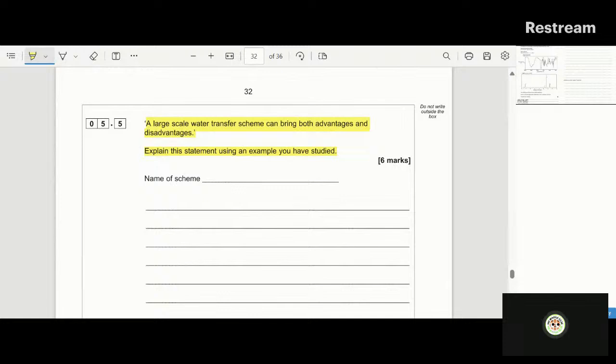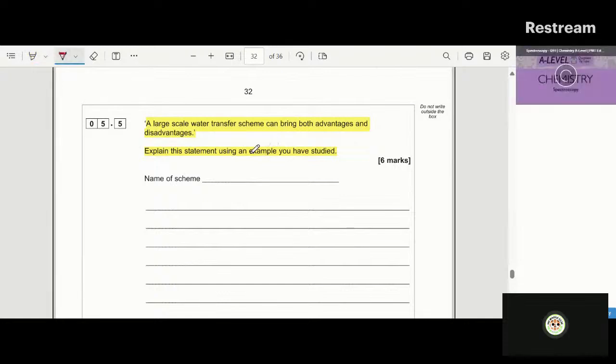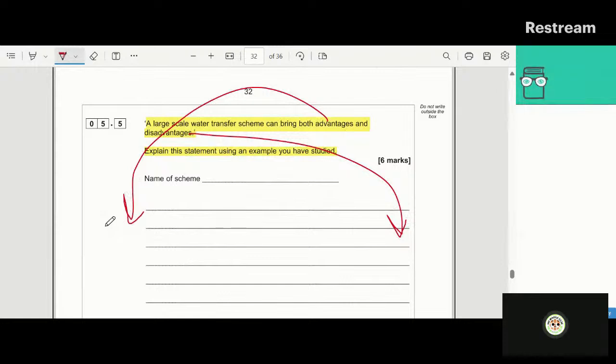Okay, so this is a very similar question to the energy question. Whatever water scheme you have, it's going to be very specific, so whatever you can discuss. And then we're thinking about advantages and disadvantages. This is a very nice question because it's very intuitive. You're literally listing all of the advantages of a large-scale water transfer scheme, and then the disadvantages.